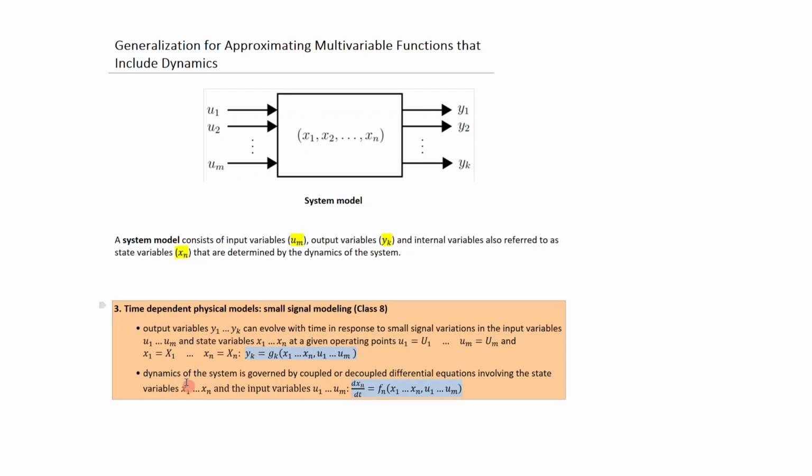The dynamics of the system is governed by coupled or decoupled differential equations involving state variables x1 through xn and the input variables u1 through um. If you'll notice here, this is a generic form for a differential equation. This would be dxn, for instance, up to n differential equations, each having a functional form on the right-hand side that involves potentially all of the state variables as well as all of the input variables, but not necessarily. So you would have n such equations with right-hand side expressions all being in general different.